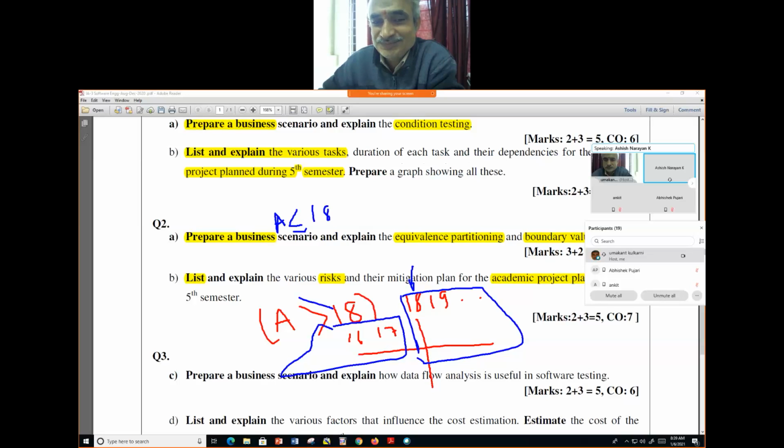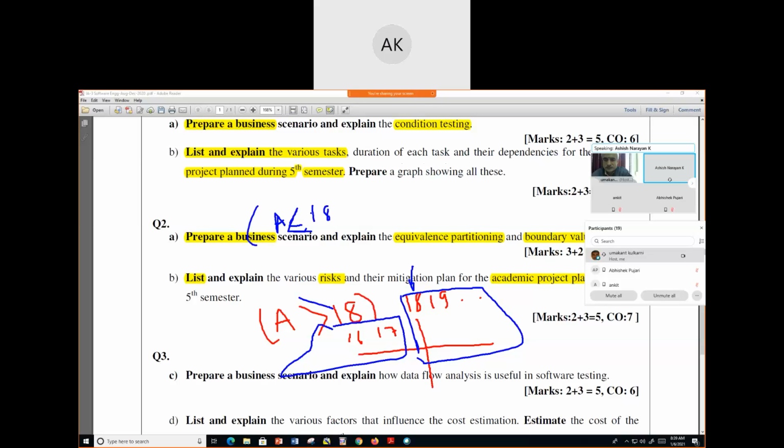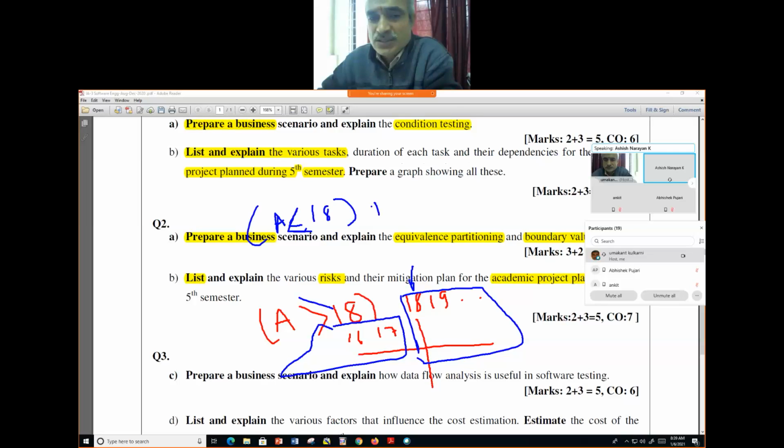Right? If age is less than 18, then do not issue. Otherwise, issue. I'll write the code like this. Then, 18 is to be included, no? That is the boundary.